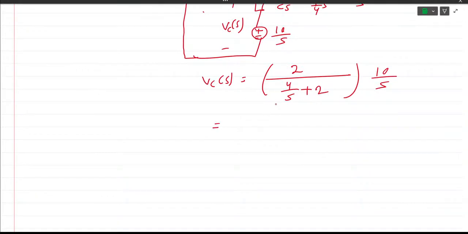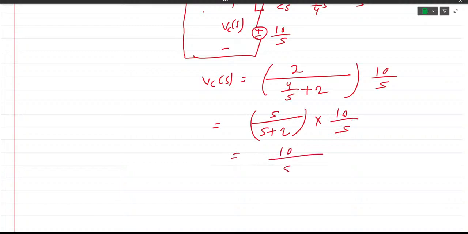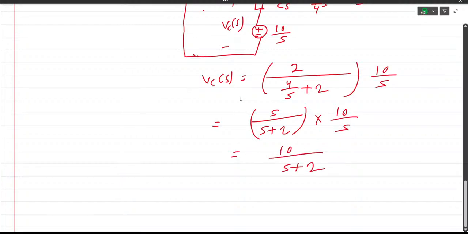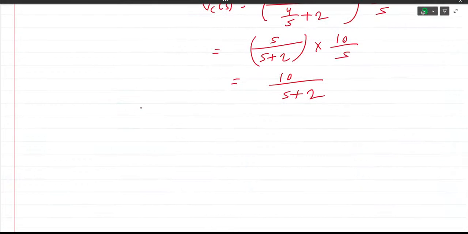So take out the 2 common and cancel out, and you have s upon s plus 2 into 10 by s. s cancels, so what remains is 10 upon s plus 2. It is a very simple one, and by referring to the Laplace transform lookup table, you have vc(t) equal to 10 e raised to the power minus 2t u(t), right? That means for t greater than or equal to 0.